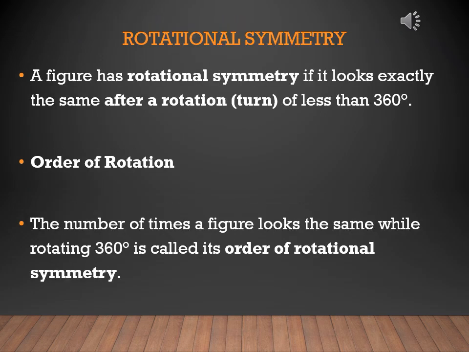There is one more type of symmetry and that is called rotational symmetry. A figure has rotational symmetry if it looks exactly the same after a rotation of less than 360 degrees. So what is order of rotation? The number of times a figure looks the same while rotating 360 degrees is called its order of rotational symmetry.